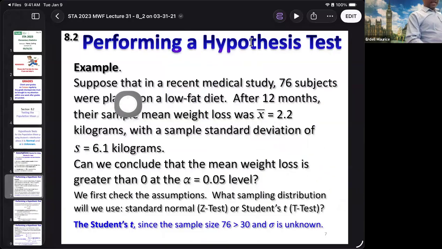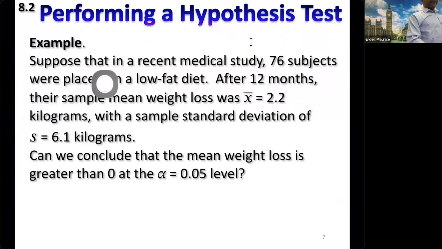Suppose that in a recent medical study, 76 students were placed on a low-fat diet. After 12 months, their sample mean weight loss was 2.2 kilograms with a sample standard deviation of 6.1 kilograms. Can we conclude that the mean weight loss is greater than 0 at the 0.5 level?